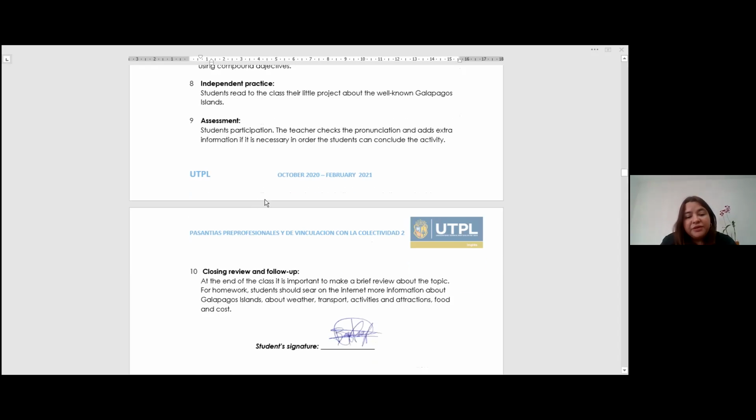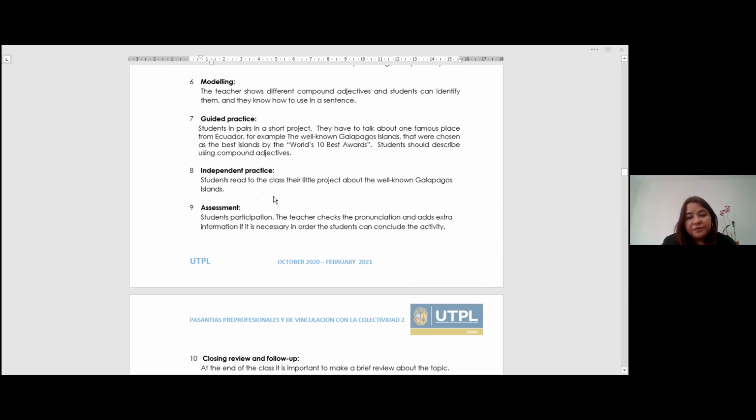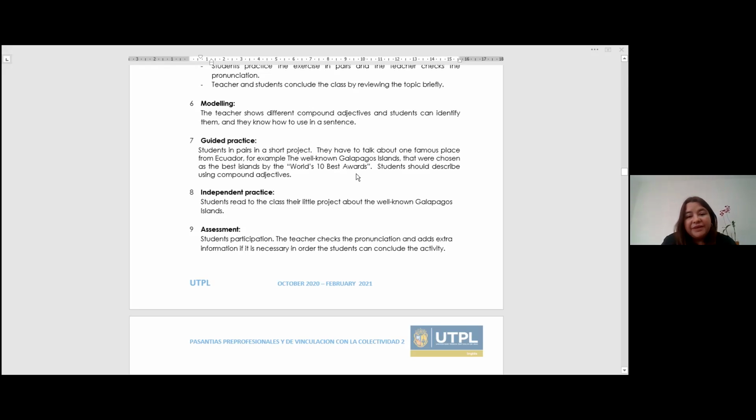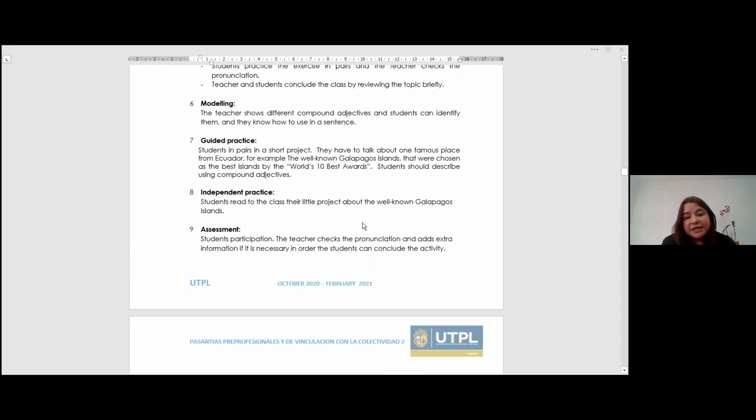Closing, review and follow-up. At the end of the class, it is important to make a brief review of the topic. For homework, students should search the internet for more information about the Galapagos Islands: weather, transport, activities and attractions, food, and cost. This is a big activity, so it is homework because in class they only have time to make a short project like this. But they are going to continue at home doing the same project.